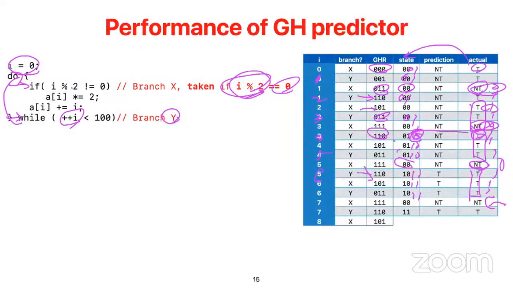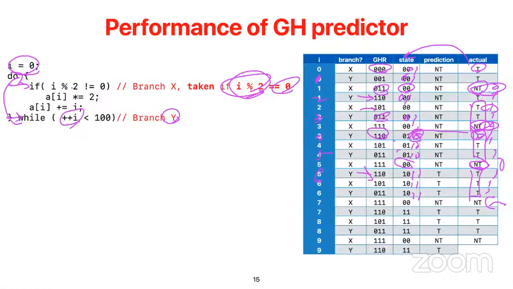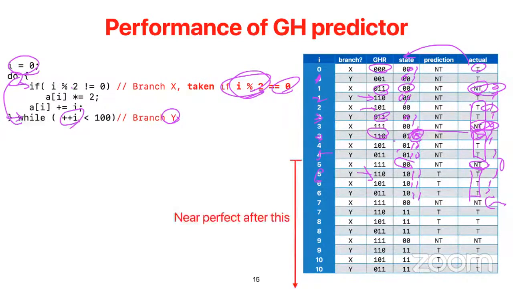We have that before, 11 taken, right? So if you keep iterating, you will find out, woohoo, for this predictor, although it takes a lot of time to train, after some point, all the prediction will be perfect. We will perfectly catch this pattern with this predictor, right? So although it takes longer, if you have a sufficient amount of runs for your code, this one will work.